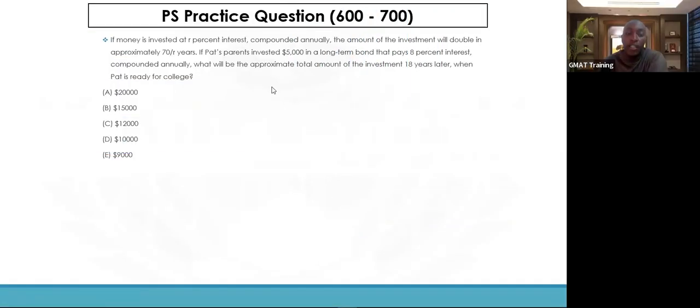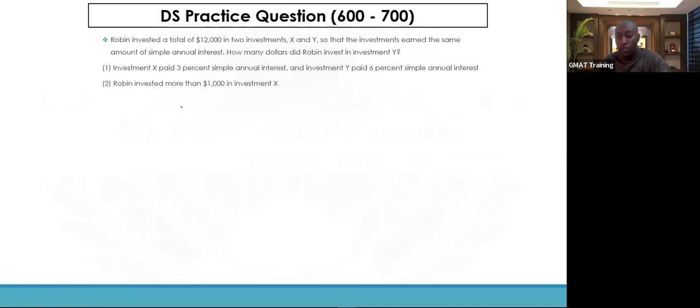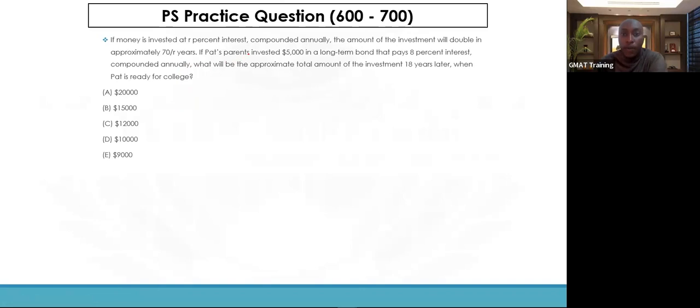So in this case, we don't need to write out the formula. All we need is to notice or use logic in this question. If the money is invested at R% of interest, in this case 8% is our R, compounded annually, right? Both of them are compounded annually. The amount of investment will double in approximately 70 over R years. Notice that this R is the same percent interest, right? So in this case, what will be the approximate total amount of the investment 18 years later?